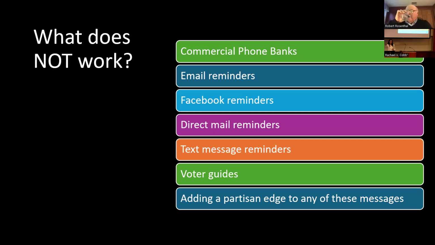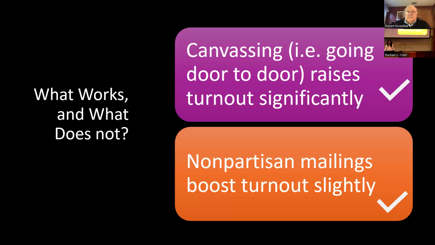And that's the thing. What we are saying here is they might educate somebody who is going to turn out, but they are not going to turn a non-voter into a voter. And adding a partisan edge to any of these messages, that doesn't impact it either. So in experiment after experiment after experiment, you can put away the email, stop the text messaging, all of that, if the goal is turnout, if the goal is to turn somebody from a non-voter into a voter.